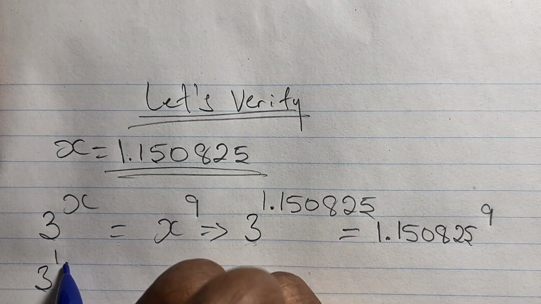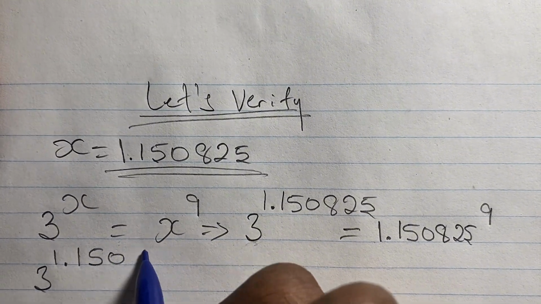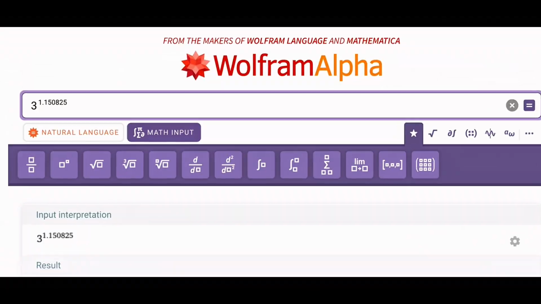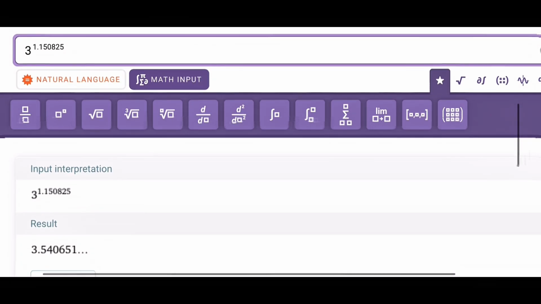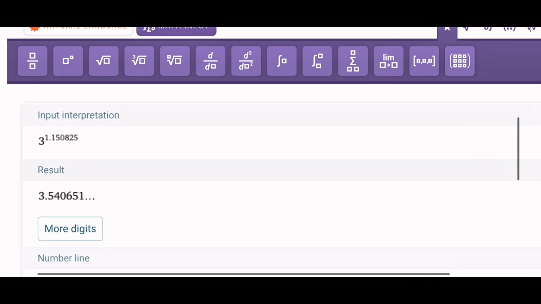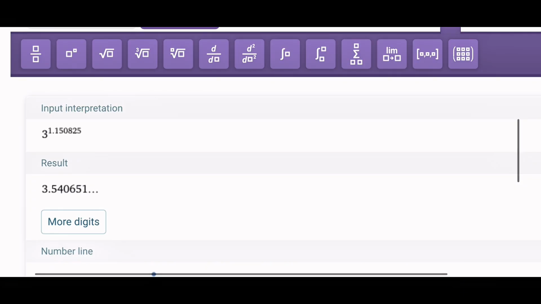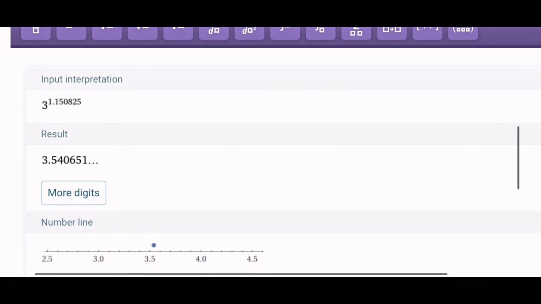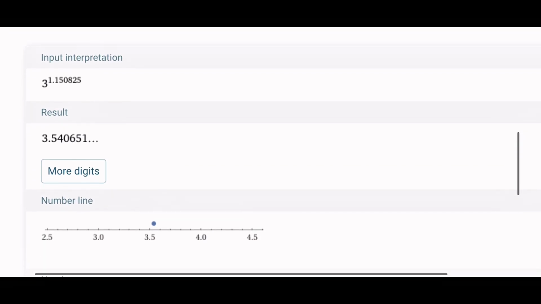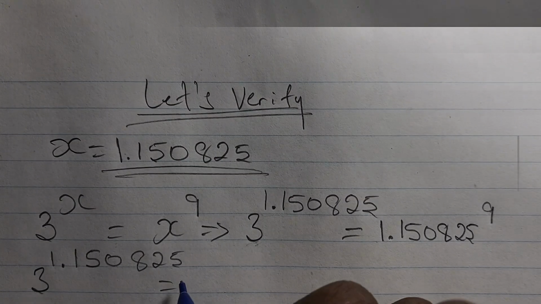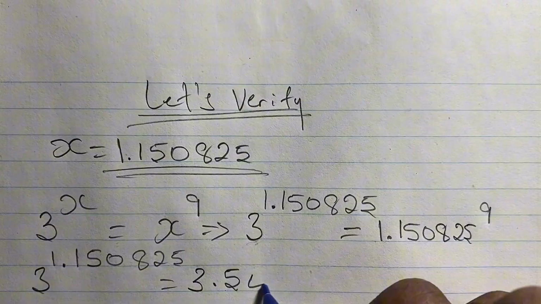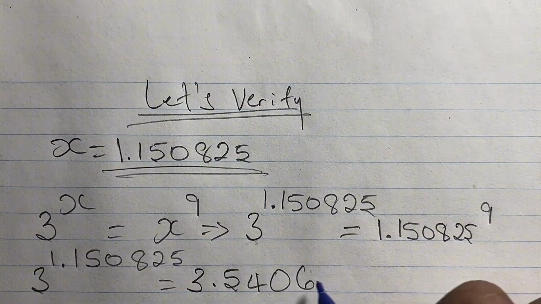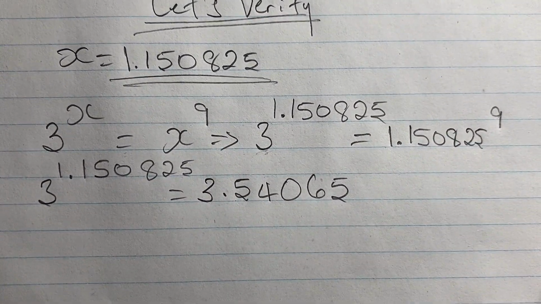We'll be using Wolfram Alpha, our scientific calculator, to see our solution. So here in Wolfram Alpha we have our result as 3.540651. So that is our solution for this expression. I'll be writing our expression to 5 decimal places. So we have 3.54065. So that's our solution for this expression.